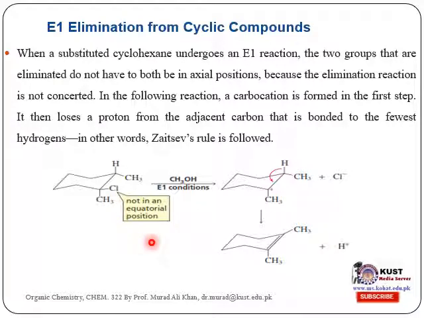E1 elimination reaction. Like here, the chlorine, the substituent, is equatorial, but it can also undergo E1 elimination. First the chlorine is removed and we get a carbocation, and then a proton is removed from the axial position and we get a cyclohexene molecule.